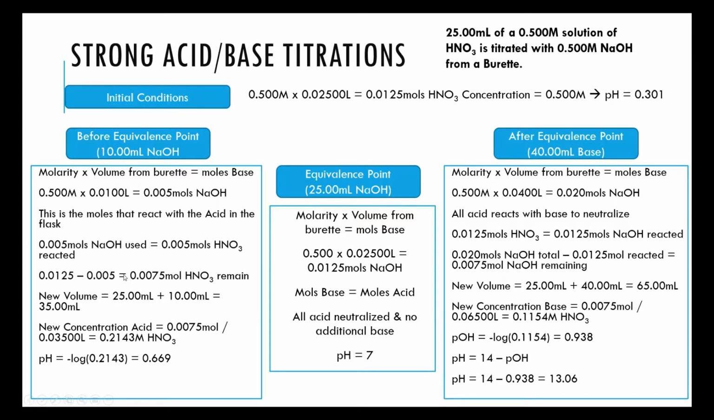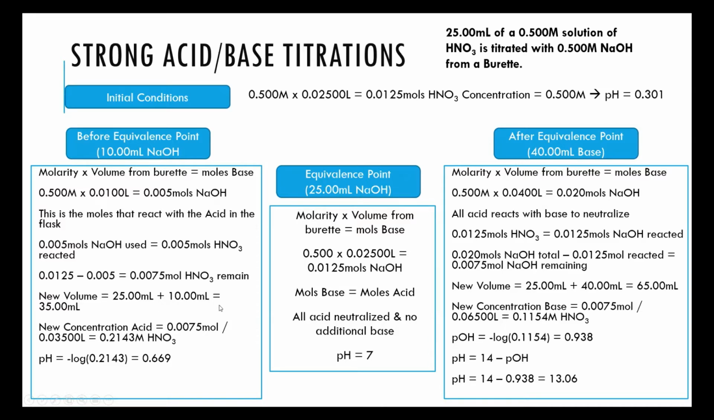So there's a new number of moles and a new volume. You can take the moles, divide it by the volume to obtain the new concentration of nitric acid. And in this case, it would be 0.2143 molar. By taking the negative log of this, you can solve for the new pH of the measurement, 0.669, still a very acidic condition.